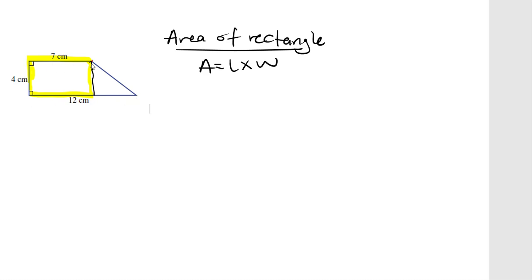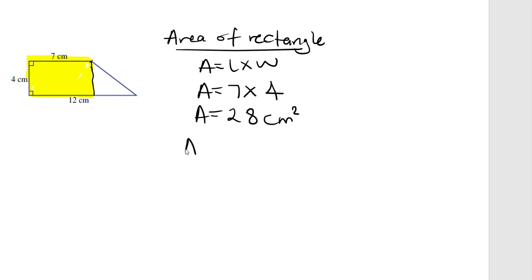The length of this rectangle that I've highlighted is 7. So I have area is equal to 7 times width is 4. So area is equal to 28 centimeters squared. So I have just found the area of this part here, this rectangle. I can highlight it, color it in. That's what I've found. Now all I've got to do now is to find the area of that triangle.